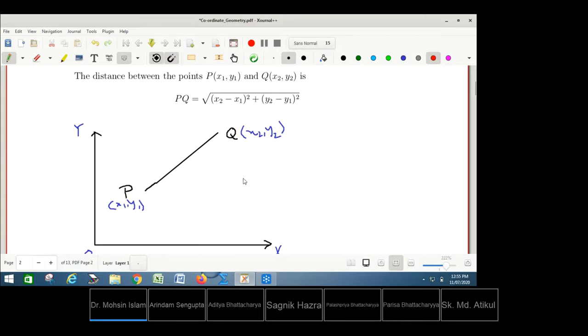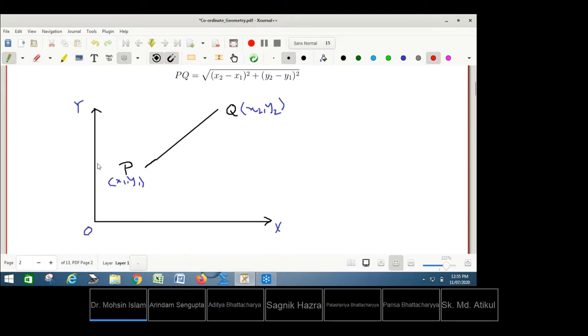So let me prove this. It is a very simple proof. I am taking a Cartesian coordinate system with x and y axes. I am just considering the first quadrant, with the two points P and Q in the first quadrant. So all are positive quantities. So you have P (x1, y1) and Q (x2, y2). Okay, clear? So these are all points in the first quadrant.